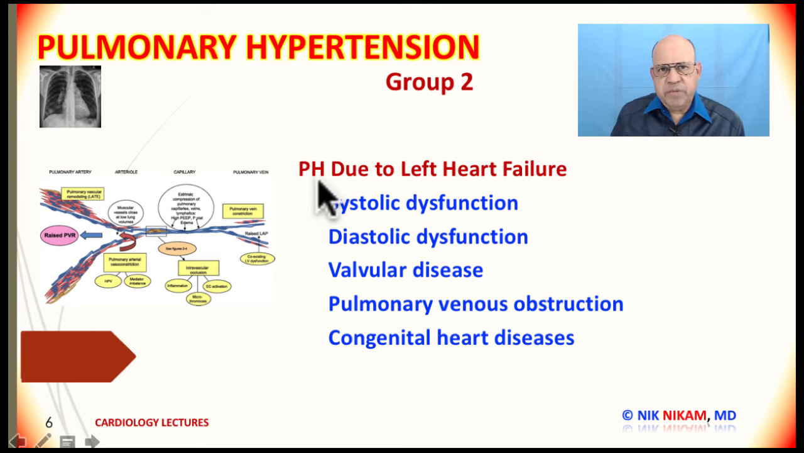The second type of pulmonary hypertension is related to left heart failure, which can result from systolic or diastolic dysfunction, valvular heart disease such as aortic stenosis, mitral stenosis, mitral regurgitation. It could be related to pulmonary venous obstruction, and sometimes it may be related to congenital heart diseases such as atrial septal defect with pulmonary hypertension or Eisenmenger syndrome. And there are a few other conditions that can cause left ventricular failure such as cardiomyopathy, myocarditis, etc.